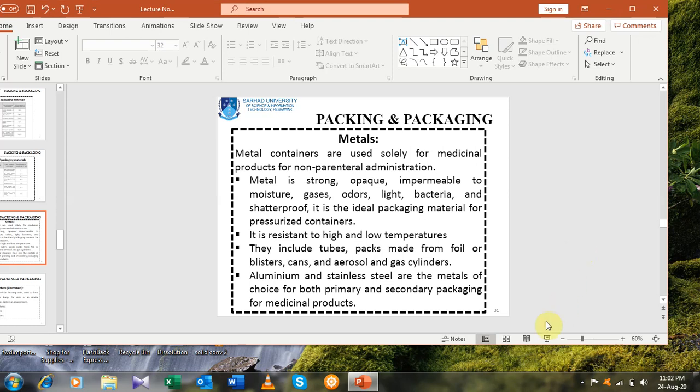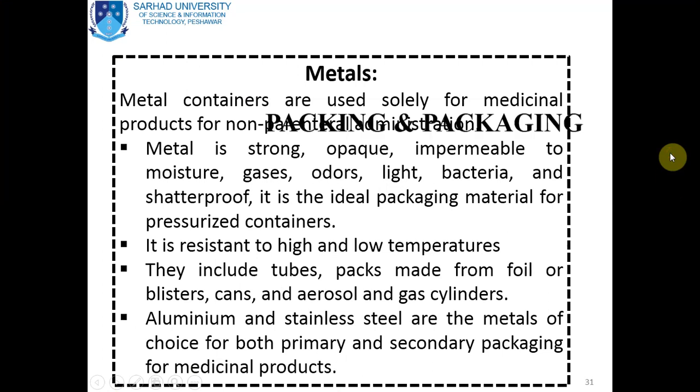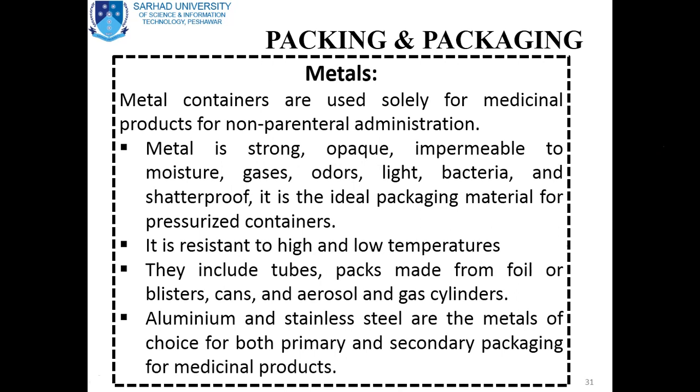Another packaging material is termed metals, and most of the packaging is done in metal. Metal containers are used solely for medicinal products for non-parenteral administration. These are non-sterile, non-parenteral products, and they are provided in metal packaging material. As metal is strong, opaque, impermeable to moisture, gases, odors, light, and bacteria, and shatterproof, it is the ideal packaging material for pressurized containers. Hopefully you understand what a pressurized container is, that is aerosol.